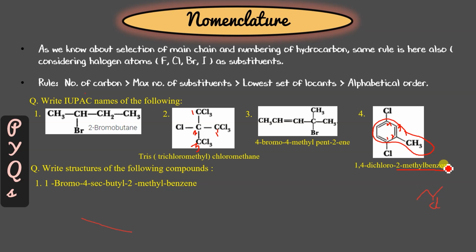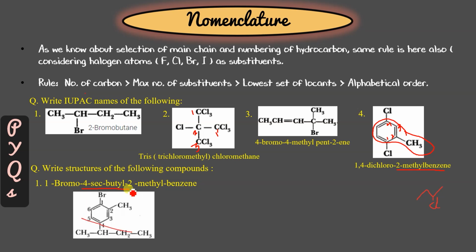So a few questions. Write the structure of the following compounds. It is 1-bromo-4-sec-butyl-2-methyl benzene. So how to draw the structure? First you just draw the root word, the benzene structure, and then put the methyl group at the second position. At one position you put the bromo, and at second position you put the methyl group. And what next? At the fourth position you have to put this 4-sec-butyl. Got it? So here the structure.